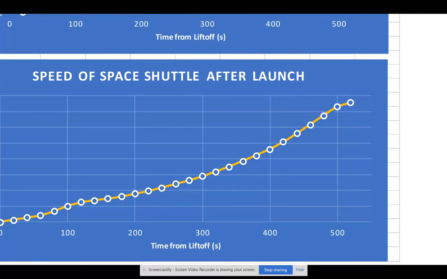The reason is because it has two different rockets. It has the rocket that it takes off with for the first 100 seconds, then it jettisons that, fires up the second set of rockets, and I think it jettisons them at that point, and continues accelerating again.